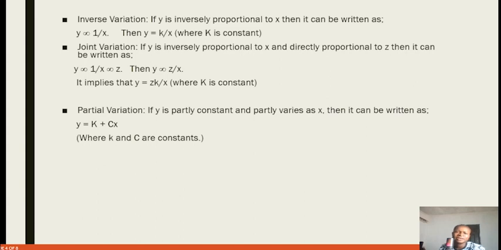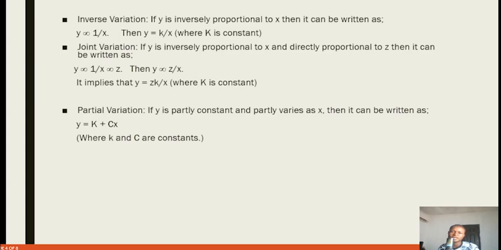Sometimes we might have y varies directly as x and varies directly as z, or be it in any other form. Which means that we don't have this inverse here. So we say that y equals kxz if we don't have inverse in our question. And we have the last one, which is partial variation.